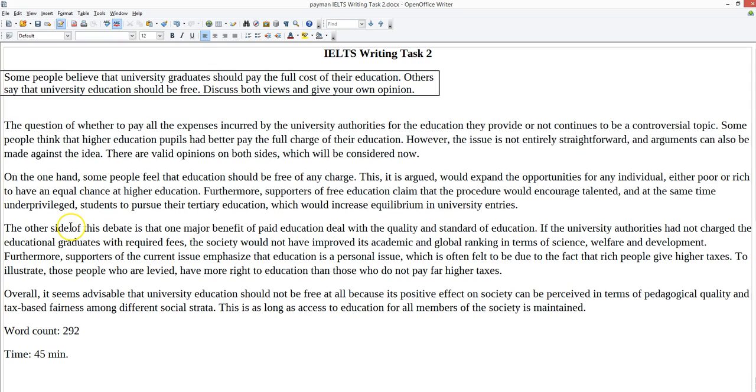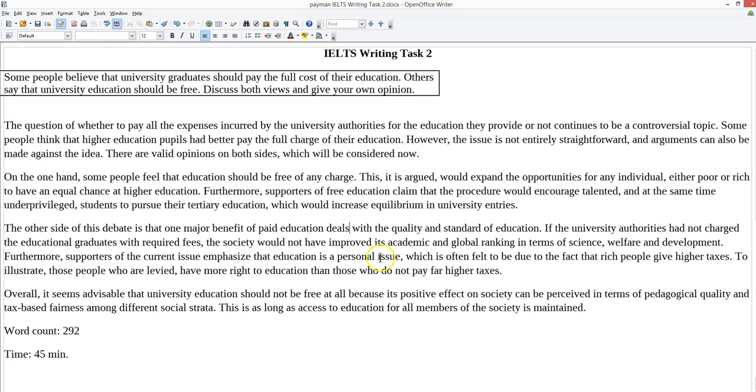Okay. The other side is one major benefit of paid education deals with the quality and standard of education. So, okay, if universities had not charged required fees, the society would not have improved its ranking. I'm not quite sure how that follows. It's not as clear as it could be. Okay. Furthermore, supporters of a current issue, which current issue? That they should pay or that they shouldn't pay?